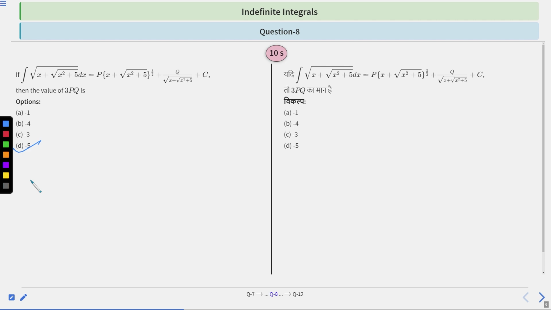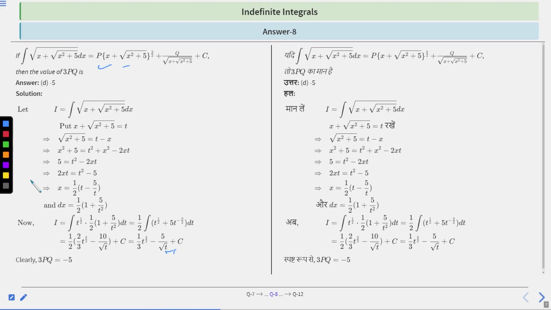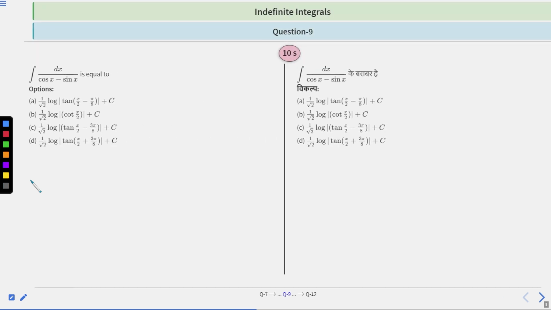You just need to substitute. In this question, you just needed to substitute x plus root over x square plus 5 as t. Right? Okay, let's move to the next question.